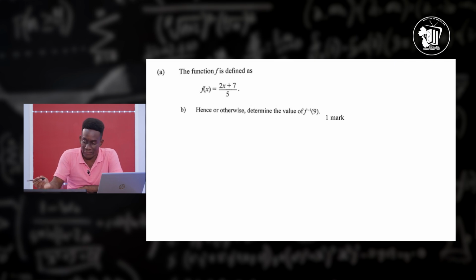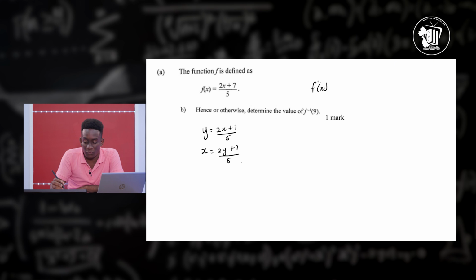So we can just find the inverse of f of x first of all, and then we'll work from there. So in order to find the inverse of f of x, we replace f of x with y. So we'll have y is equal to 2x plus 7, all divided by 5. And then we exchange the x and the y. So we'll have x is equal to 2y plus 7, all divided by 5.